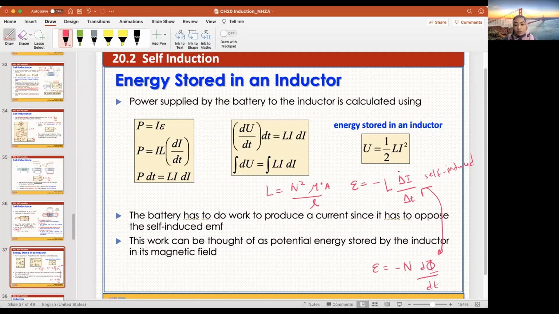And then we talked about what happens when your I increases, it does not like it, tries to oppose. And then we discussed the polarity of the induced EMF. So that is what we have learned so far.